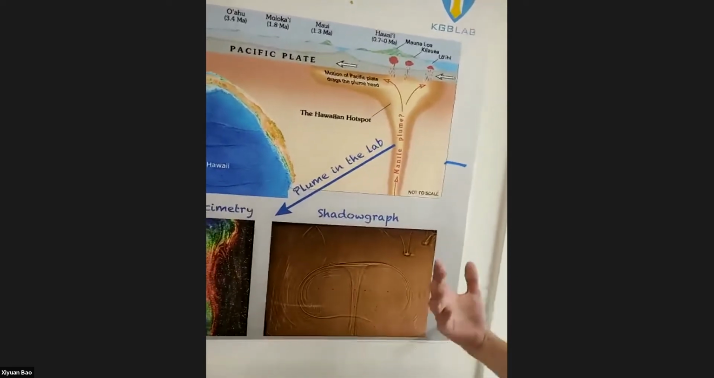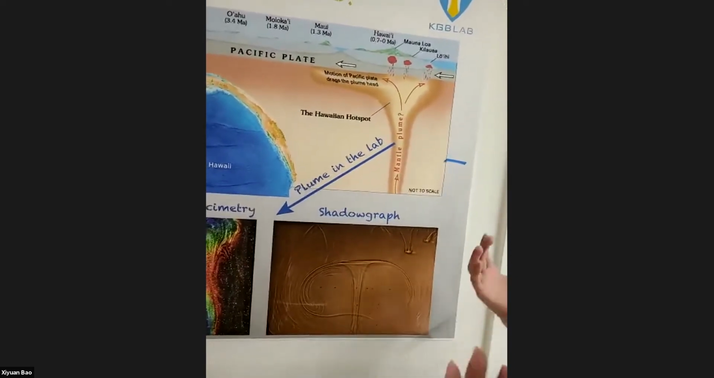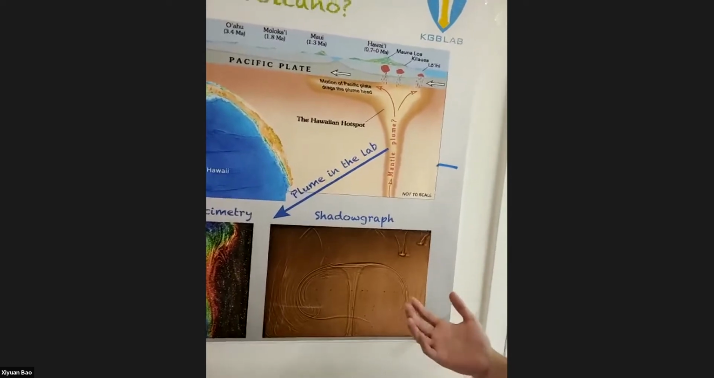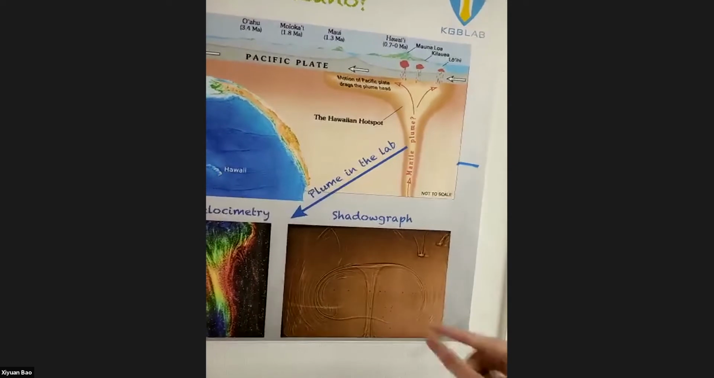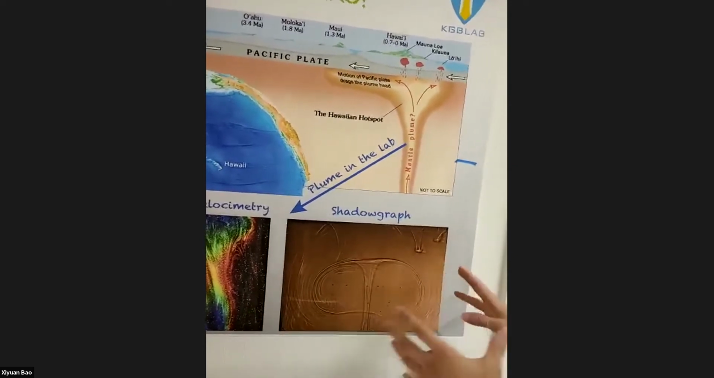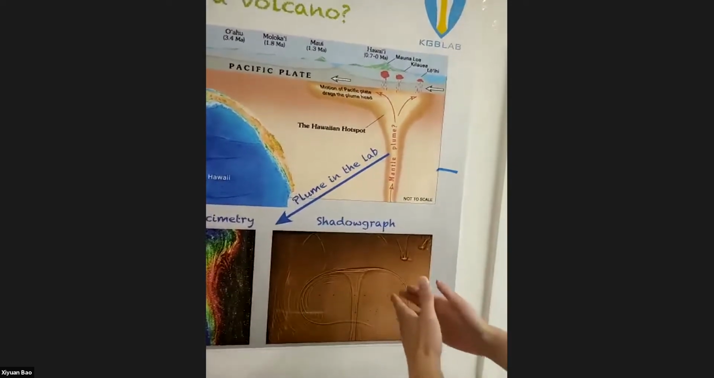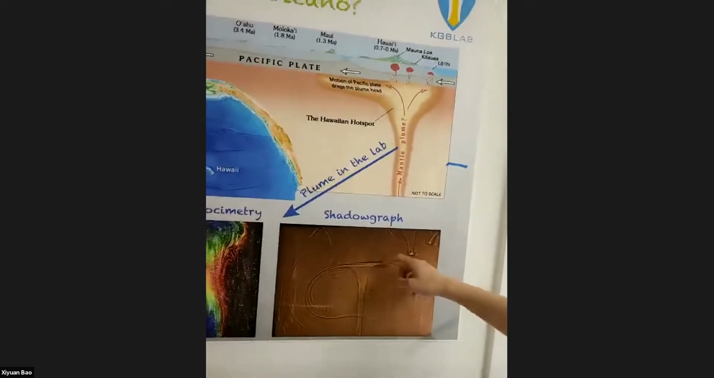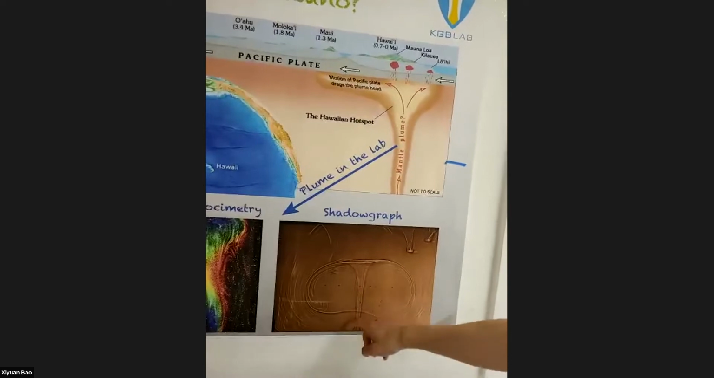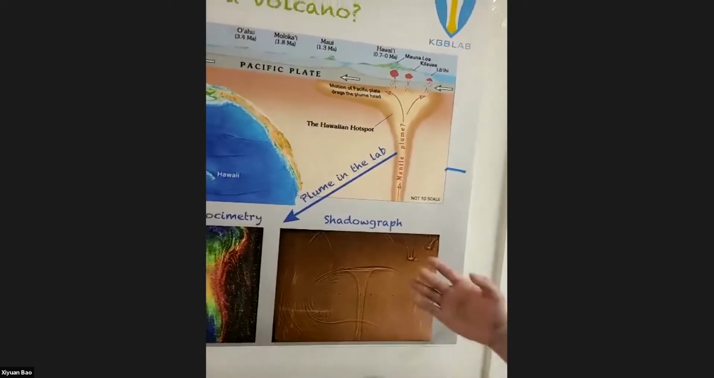Because you have different density, you have different refractive index, and as a result, the light will get refracted when it goes through the plume, and that's why you see clearly the outlines of the plume itself. So we are going to do that in the lab in a minute.